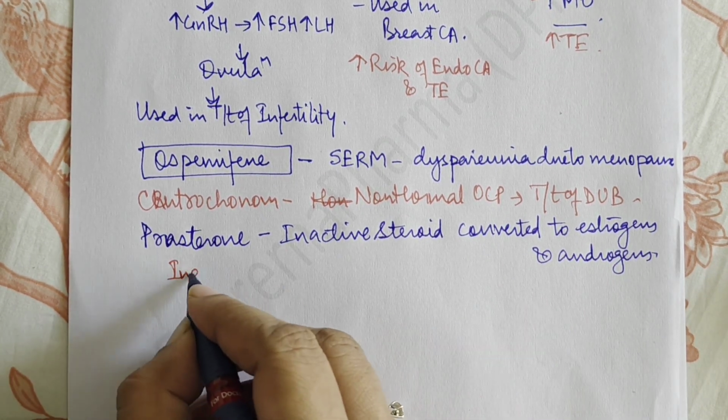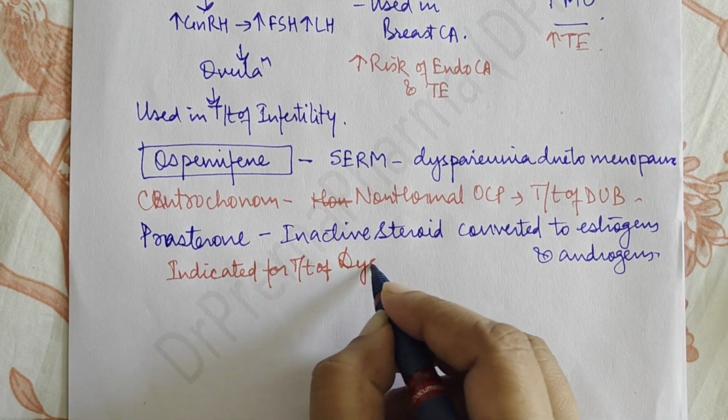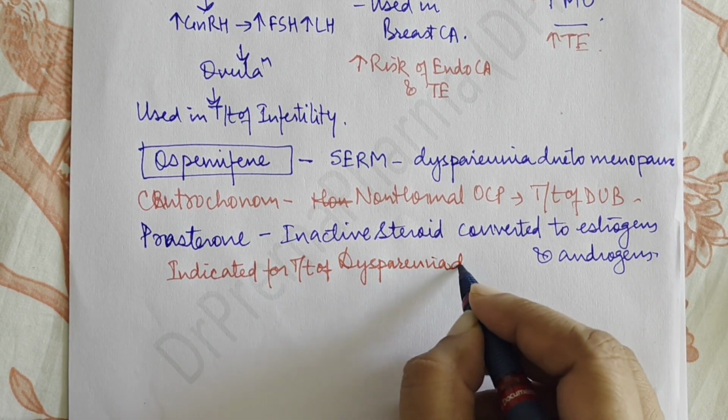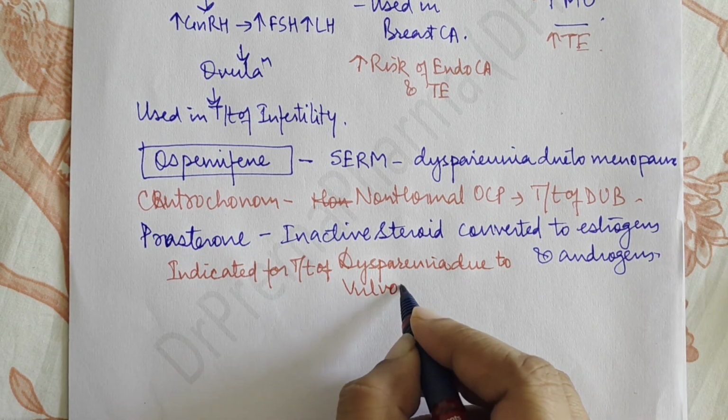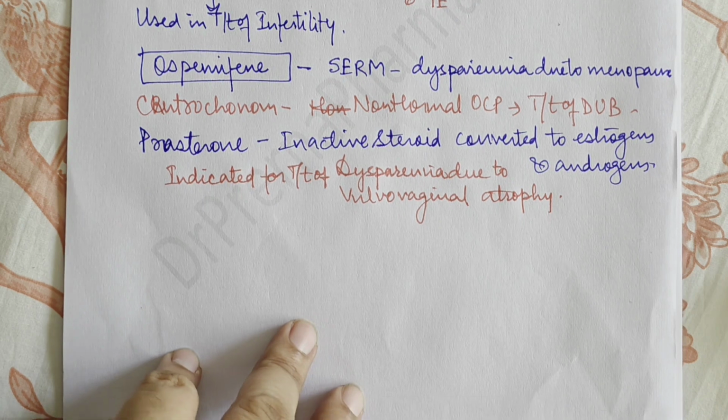And it is indicated for treatment of dyspareunia due to vulvovaginal atrophy. So this is prasterone, right?